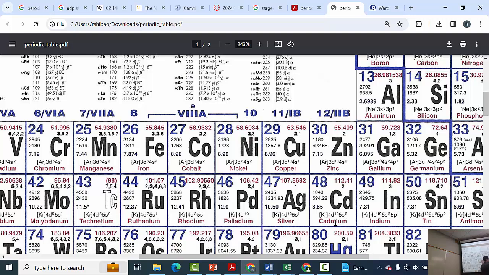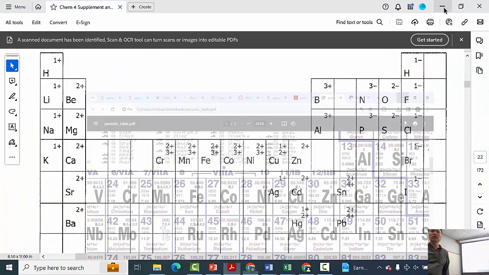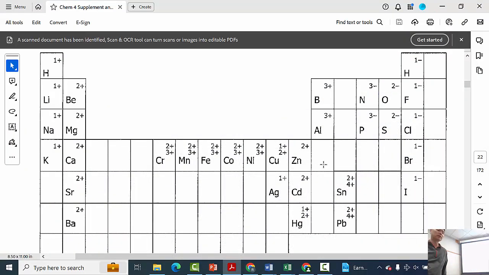But this is somewhat helpful. This is more helpful. Zinc never goes beyond 2. In fact, there's only one charge for zinc, and that is 2. Same thing with cadmium. Mercury is 1 or 2, Hg. And so as we go along, we can get more and more information, but initially we want to know this, and we're going to use the periodic table to tell us this.